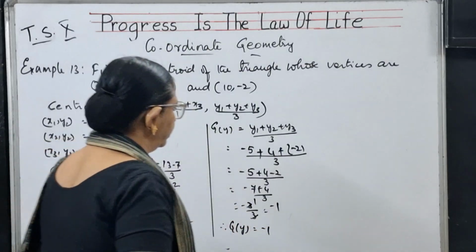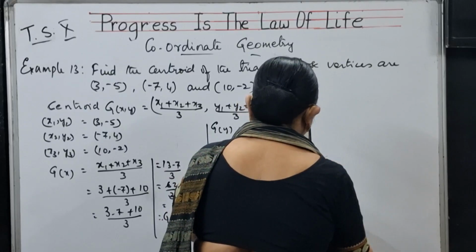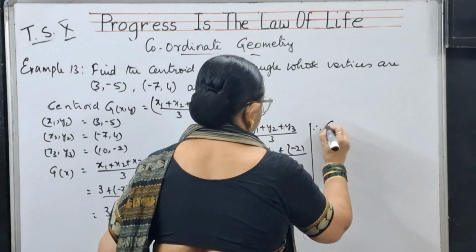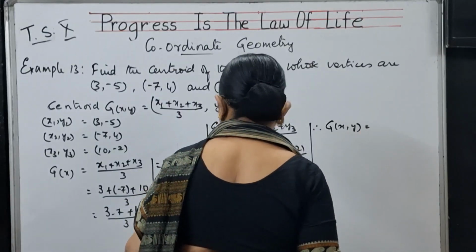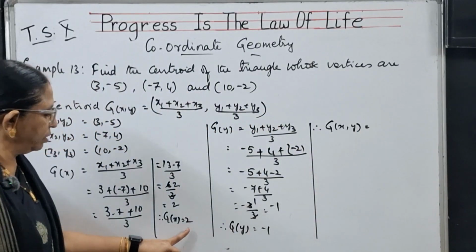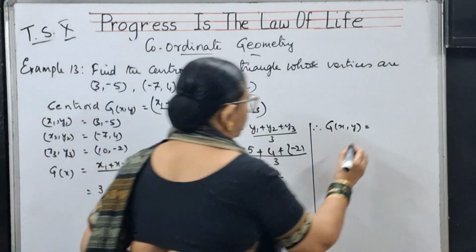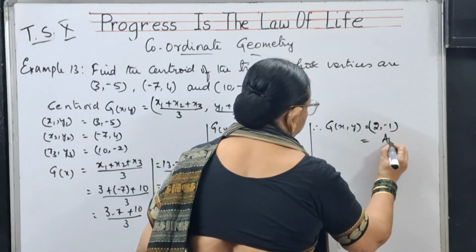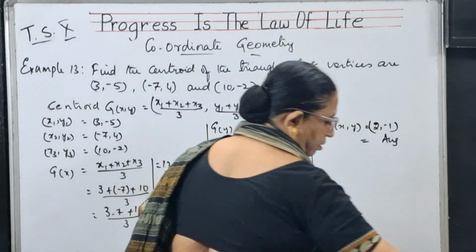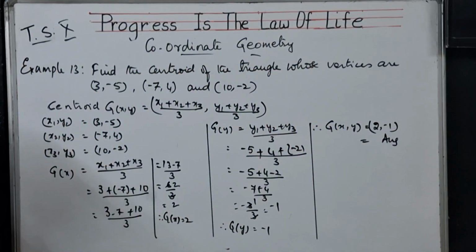So, with the help of this, you can find out the coordinates of the centroid. That is, G(x, y) is equal to G of x as 2 and y as minus 1. So, we will be writing it as (2, -1). This is the answer for this problem, children. Please note it down.